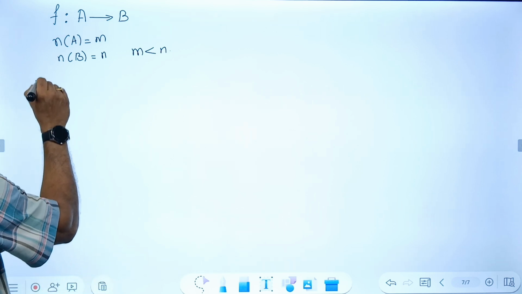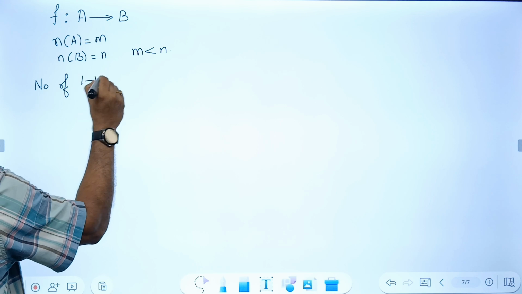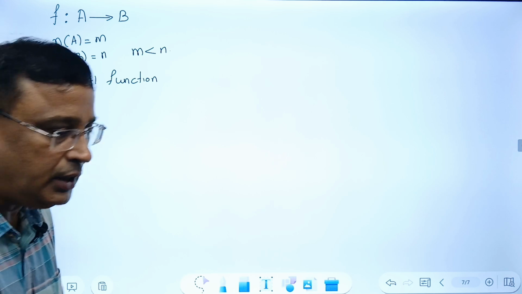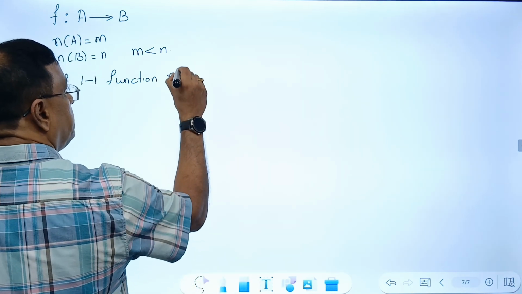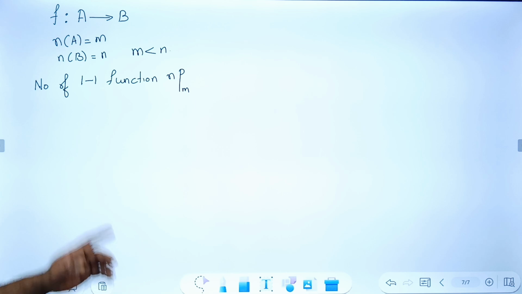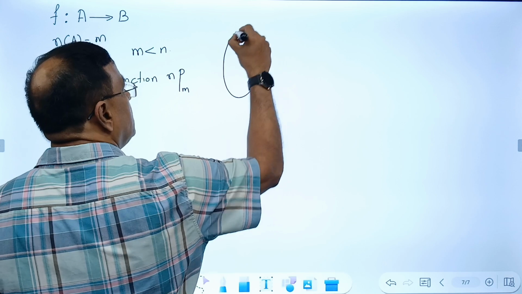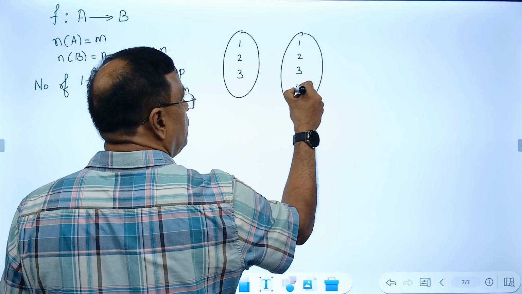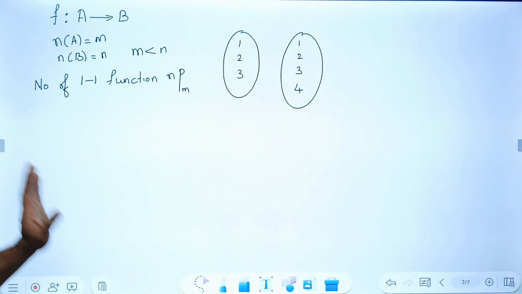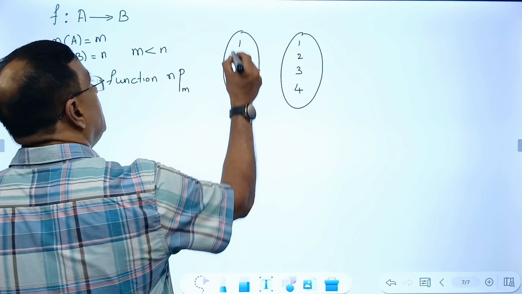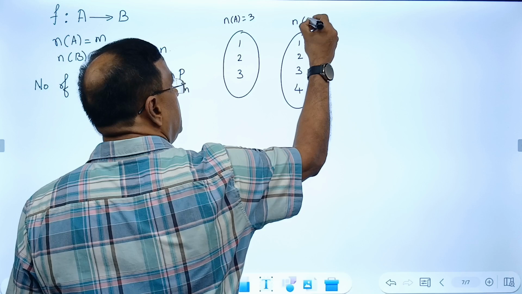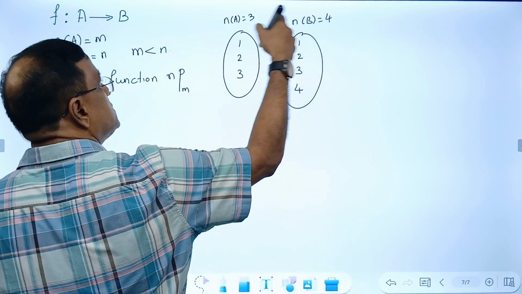So what will be the number of one-to-one functions? The number of one-to-one functions will be nPm. It is nothing but nPm, permutations. Now why? It's very, very simple. Suppose you have 1, 2, 3 in A and 1, 2, 3, 4 in B. Now how many one-to-one functions are there? Here you can see clearly the number of elements in A is 3, the number of elements in B is 4. Clearly m is less than n.